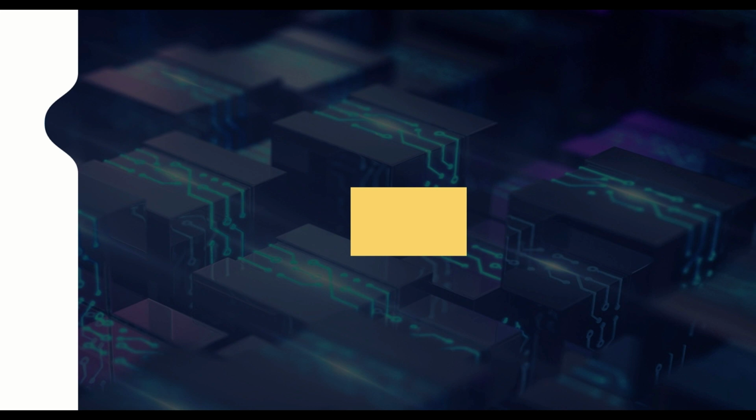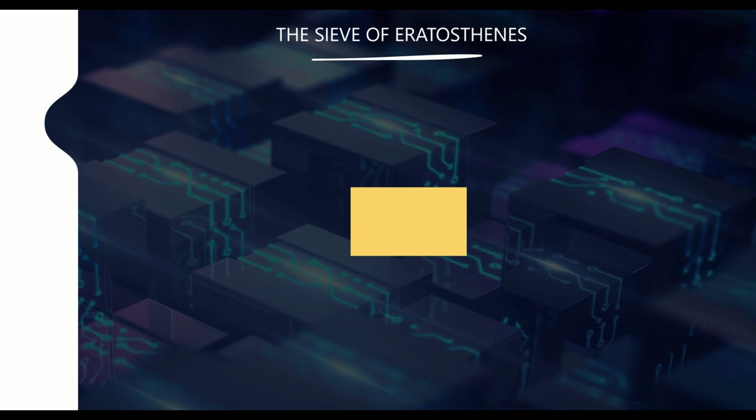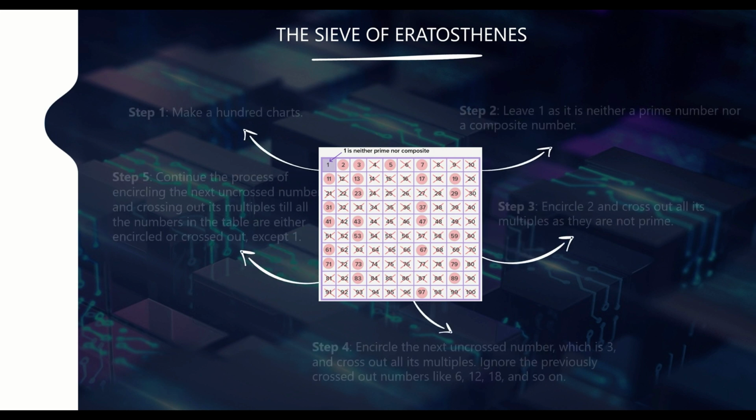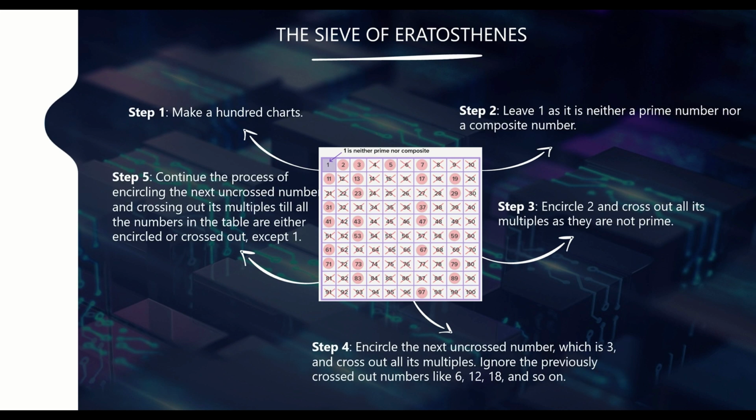The sieve of Eratosthenes. In the 3rd century BCE, the Greek mathematician Eratosthenes found a very simple method of finding the prime numbers. Follow the given steps to identify the prime numbers between 1 and 100. Step 1. Make a chart of 100 numbers. Step 2. Leave 1 as it is, as it is neither a prime number nor a composite number.